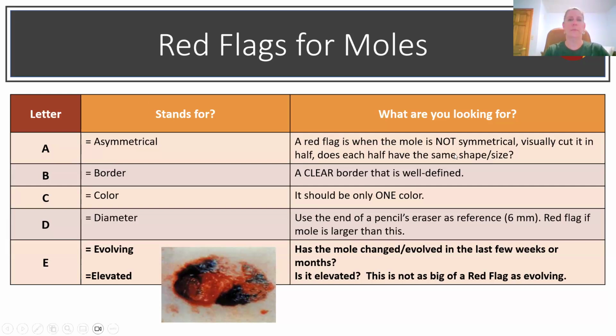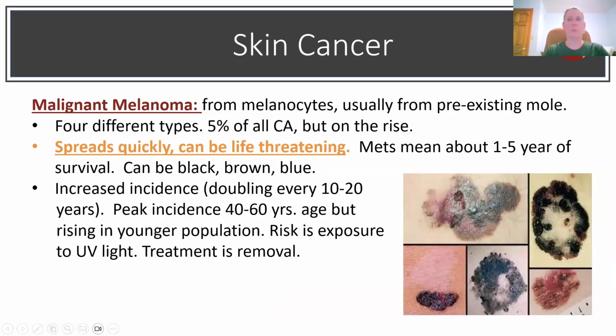Okay, good. So melanoma is what we're really worried about. It's not just old people, right? Actually, the incidence is increasing in younger people. It's doubling every 10 to 20 years. Peak incidence right now is 40 to 60, but it's rising in that younger population. I've had 2 PT students have to take off time from school to have these removed. And I told them, you go do it. Because if these metastasize, you have a 1 to 5 year lifespan. These are bad. PTs have saved patients' lives by picking these up.